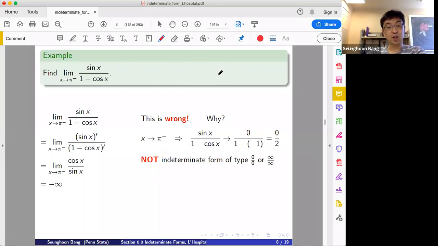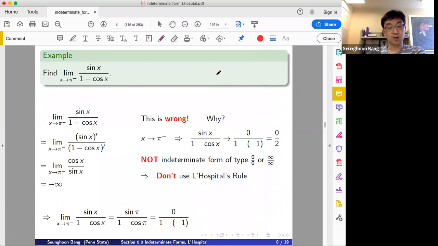So this is not an indeterminate form, so don't use L'Hopital's rule. What is the answer? Only plug in the number. So 0 over 1 minus 1 is 0 over 2, which is 0. That's it. This is the answer. Don't use L'Hopital's rule. Really be careful. So when do you use L'Hopital's rule? 0 over 0, infinity over infinity. Only this case.